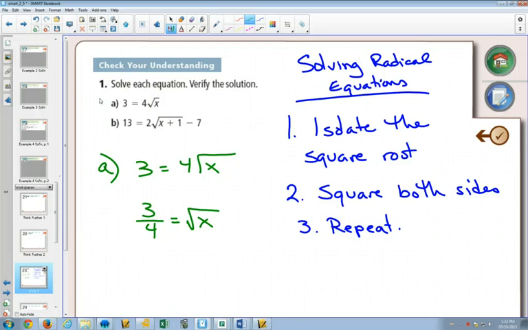That's right, it's a 4 times. If it was a 4th root, it would be a little 4 up in there. So you divided by 4? I divided both sides by 4. That isolated the square root.